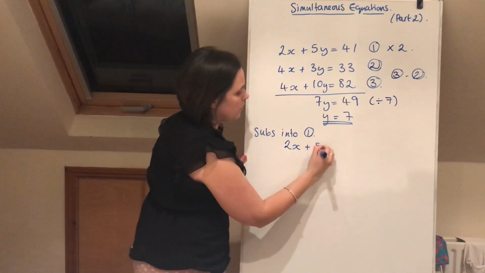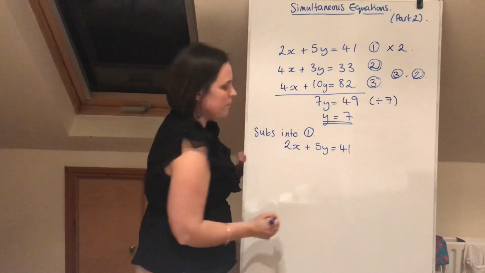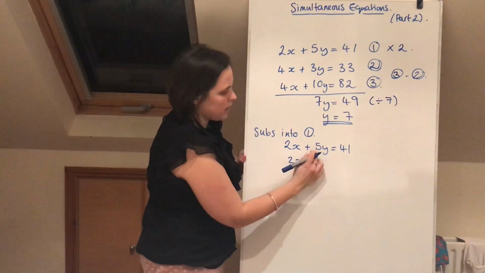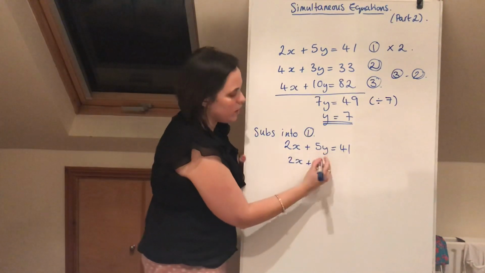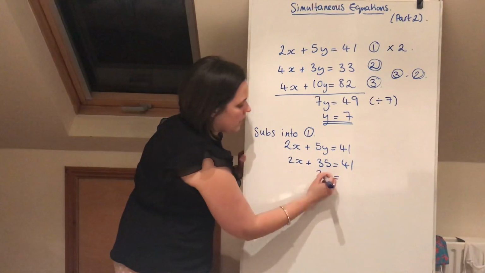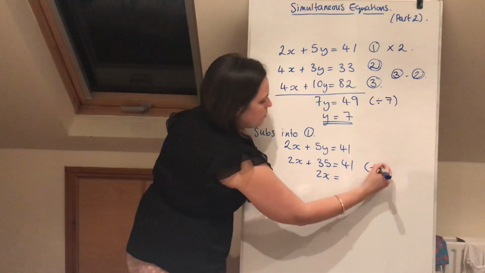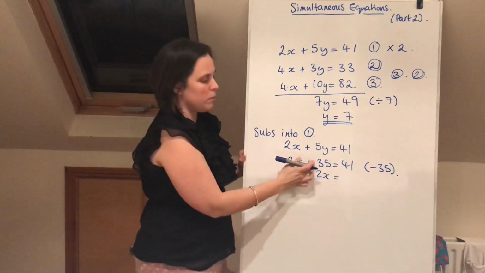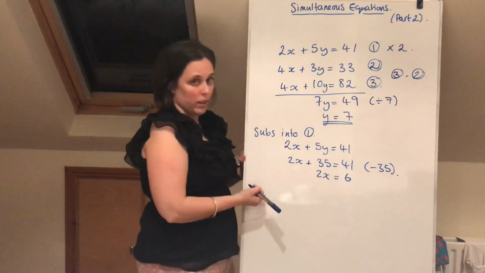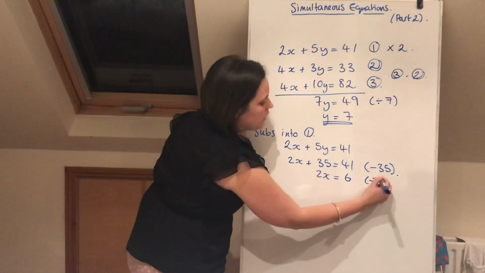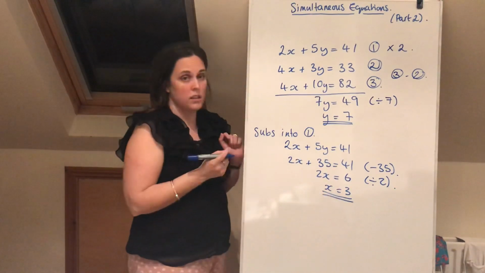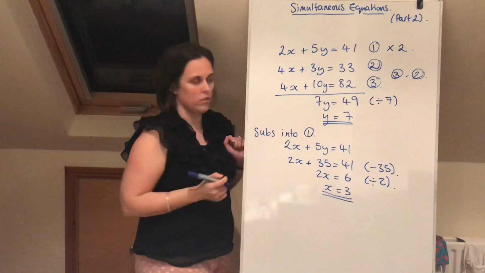So 2x plus 5y is equal to 41, and then y is equal to 7, so 2x plus, now if y is equal to 7, 5y is 35, and that is 41. And if I then subtract 35 from both sides, remembering we're doing the inverse operation, we're left with 6, and then we divide by 2 to give us that x is 3, and these are your solutions. So x is 3 and y is 7.